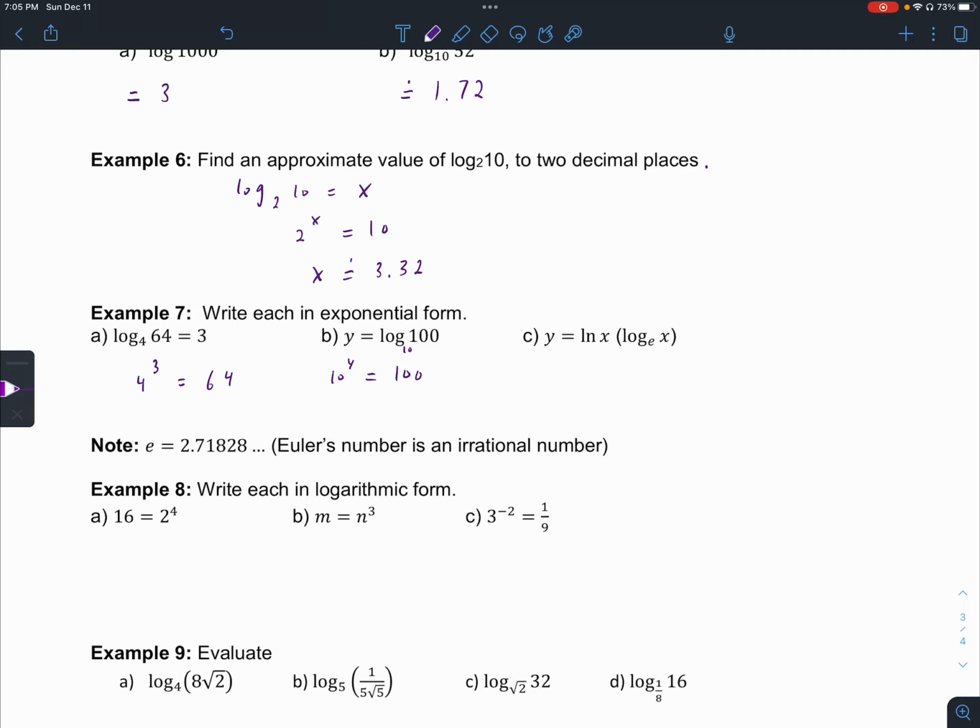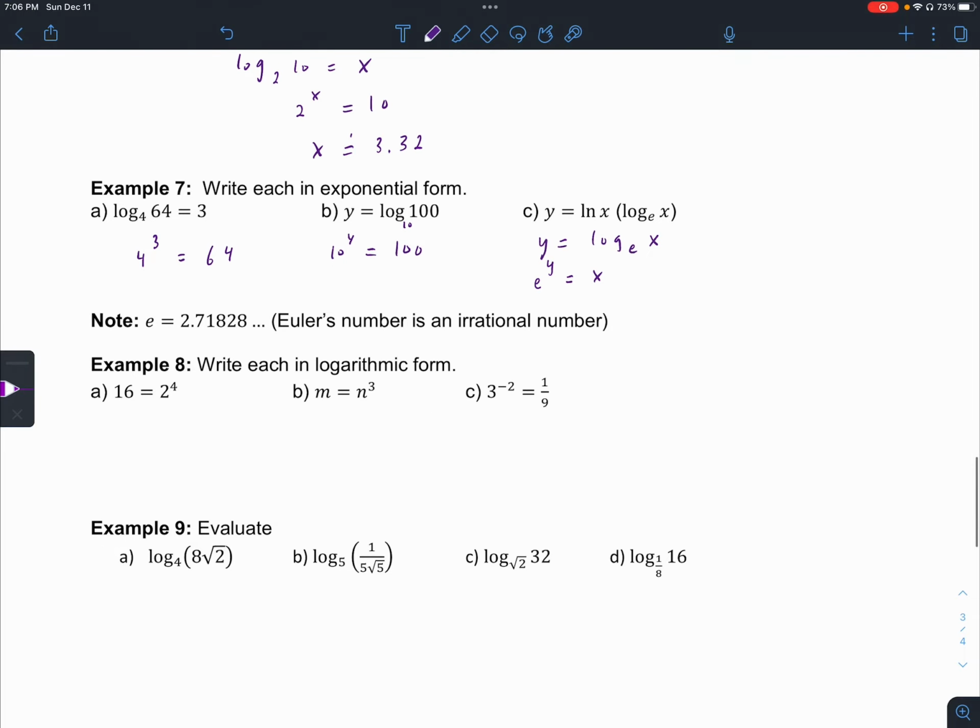So basically we have y is equal to log to the base e of x. If we change this to exponential form, it's going to be e to the exponent of y is equal to x. Here we have e. e is Euler's number, and it's 2.71828, and then it just keeps on going forever. It's an irrational number, so it's a non-terminating and non-repeating decimal.